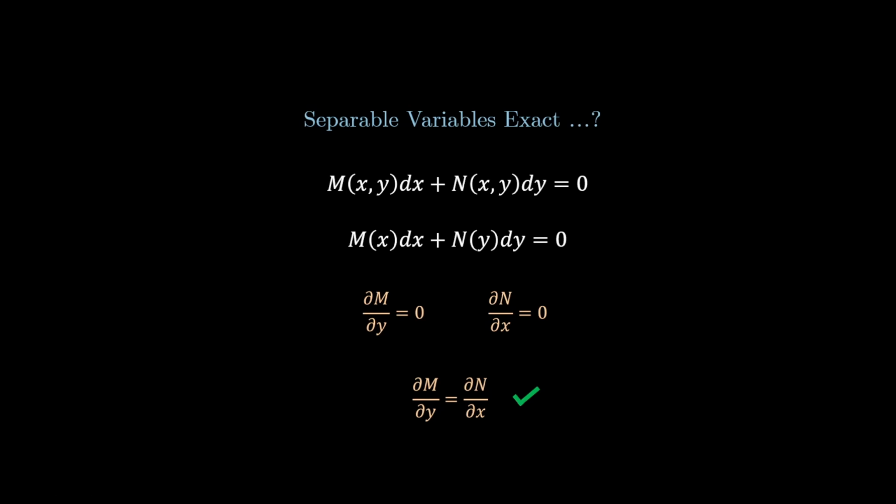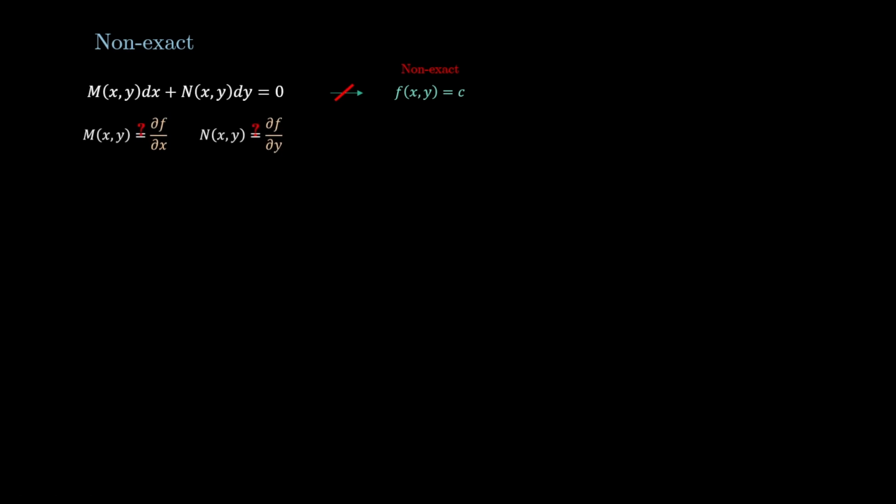Now let's move our discussion over to equations that are not exact. Meaning that if we started with our equation and we found that it actually did not lead to some function f of x y equal to a constant c, so it is non-exact. In other words, we weren't sure if any of the M or N equaled their respective partials.